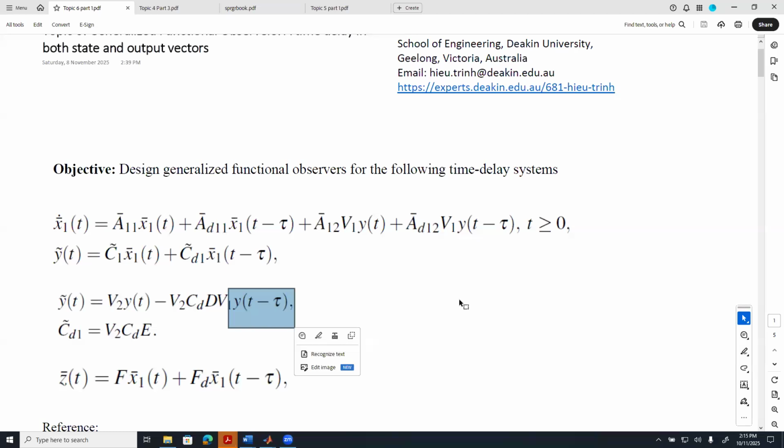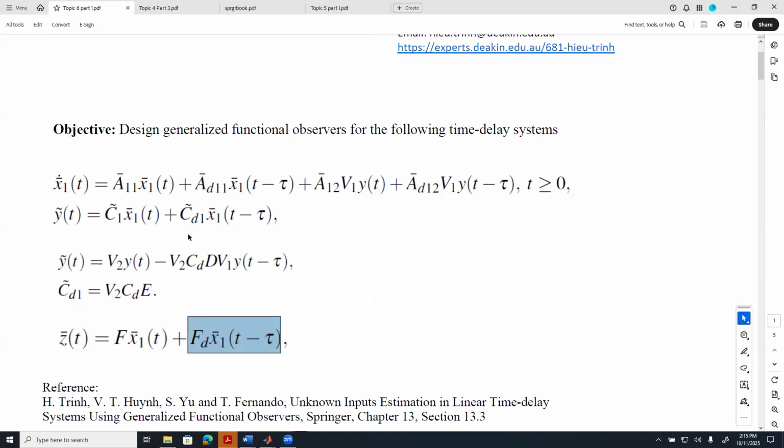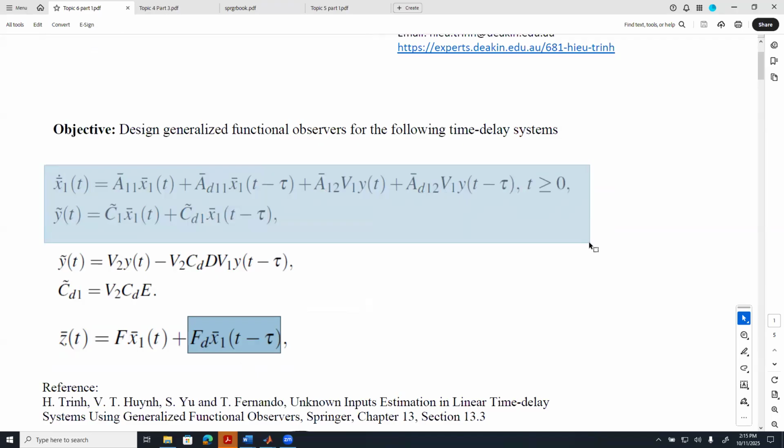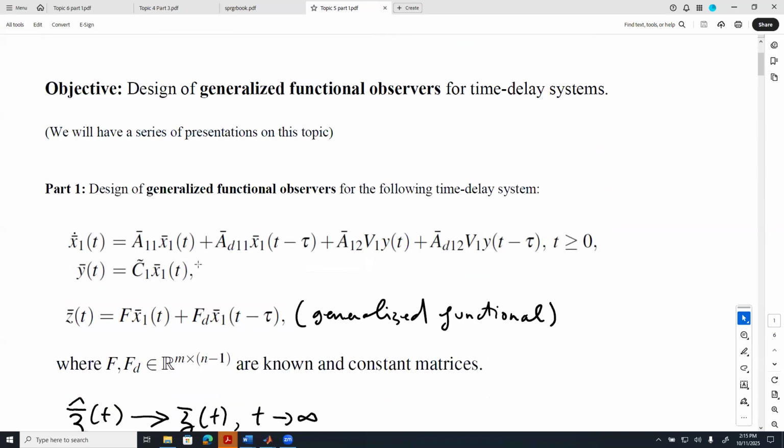The generalized functional that we want to estimate is given by this functional, where we have this delay term in there as well. When we look at this class of time delay system, the only difference between this system and the one that we consider in topic 5 is the extra delay term in there.